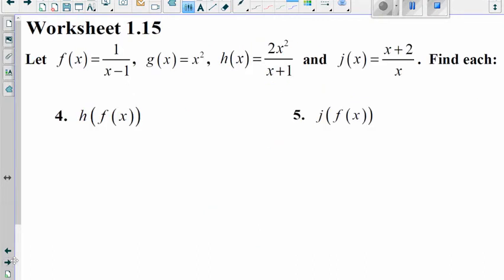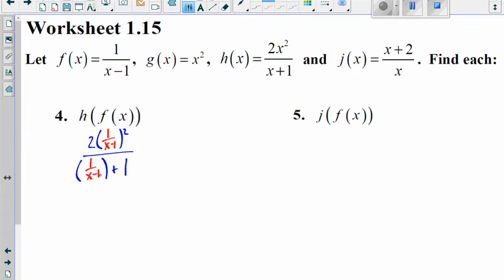115. 115, I've got 4, 5, 10, 11, and 19. So 4 and 5 get a little bit trickier into some of these complex fractions with the function composition. So h of f of x, we can set this up hopefully a little bit quicker here. H is 2 times stuff squared over stuff plus 1. The f of x that goes inside there is 1 over x minus 1.